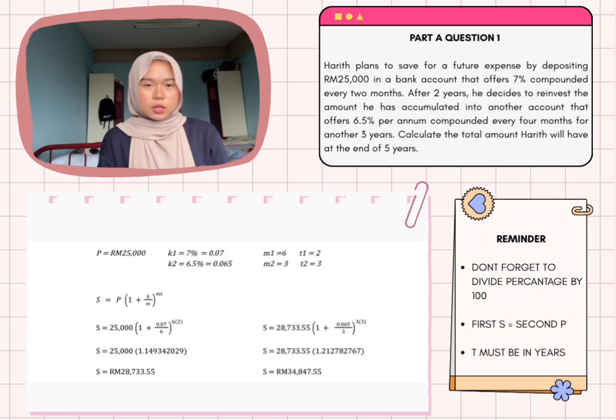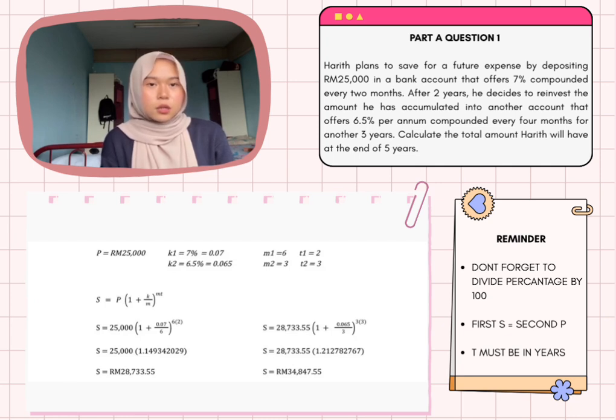The question given is, Harriet plans to save for a future expense by depositing 35,000 ringgit in a bank account that offered 7% compounded every 2 months. After 2 years, he decided to reinvest the amount he has accumulated into another account that offers 6.5% per annum compounded every 4 months for the next 3 years. Calculate the total amount Harriet will have at the end of 5 years.